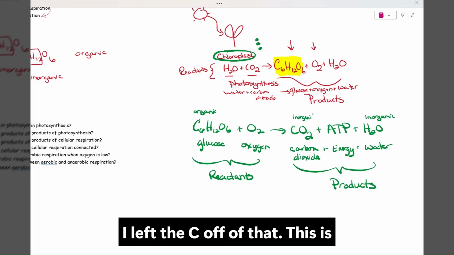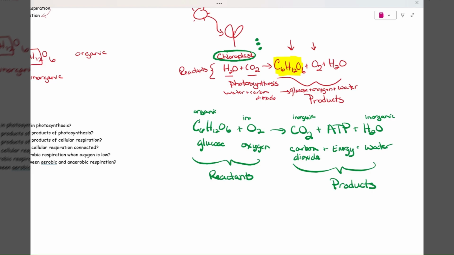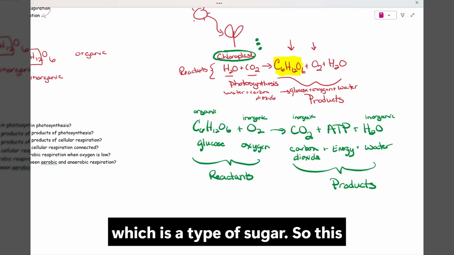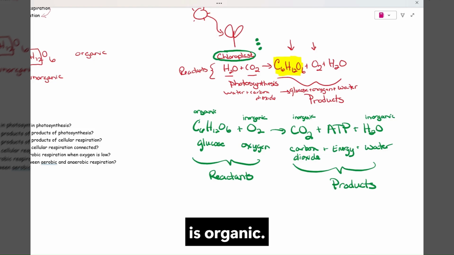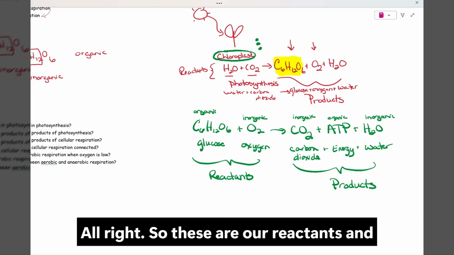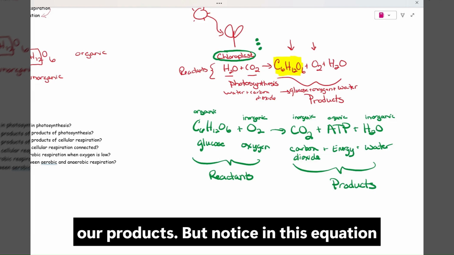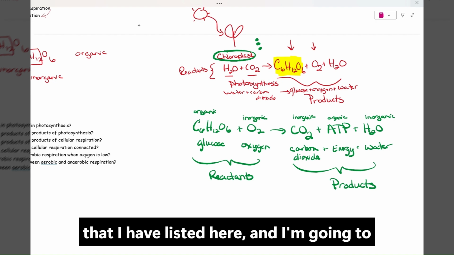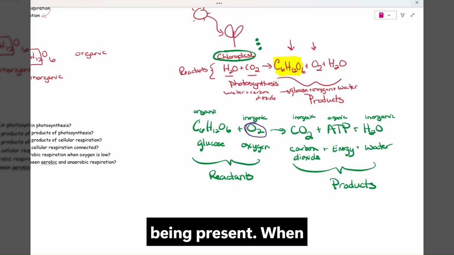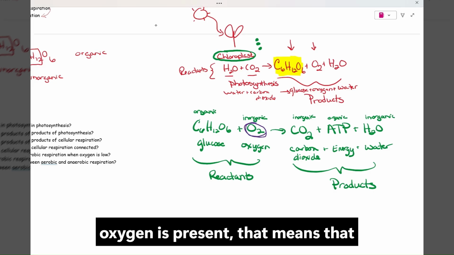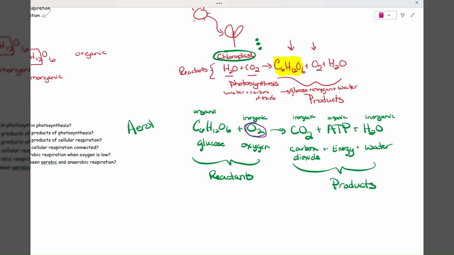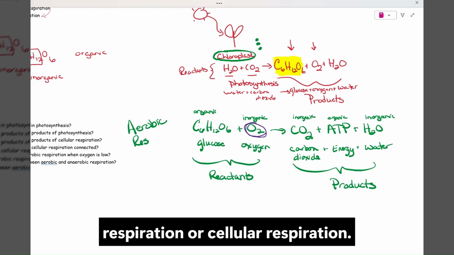Oops, I left the C off of that. Right, this is inorganic. ATP is short for adenosine triphosphate, which is a type of sugar. So this is organic. All right. So these are our reactants and our products. But notice in this equation, which I'm going to circle in purple here, oxygen is present. When oxygen is present, that means that this process is called aerobic respiration or cellular respiration.